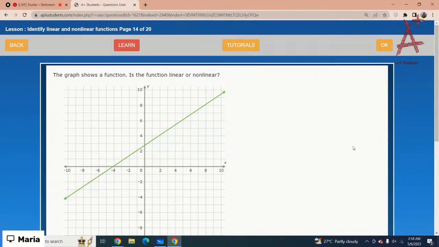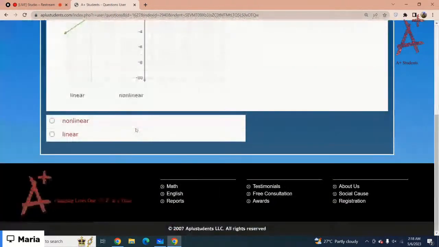Yes, it would be a linear function. So the correct option is linear.